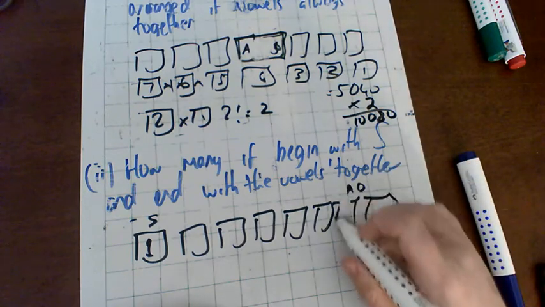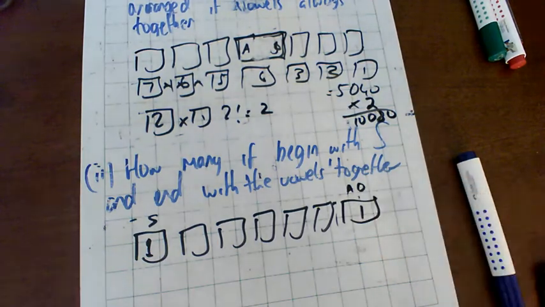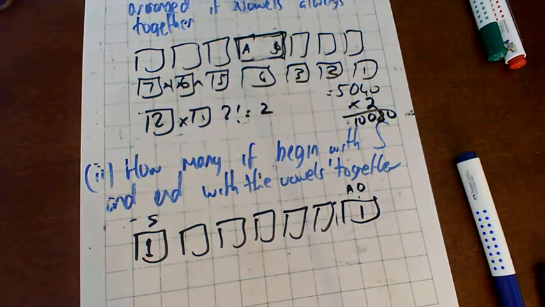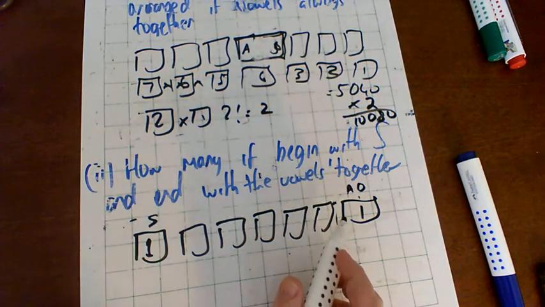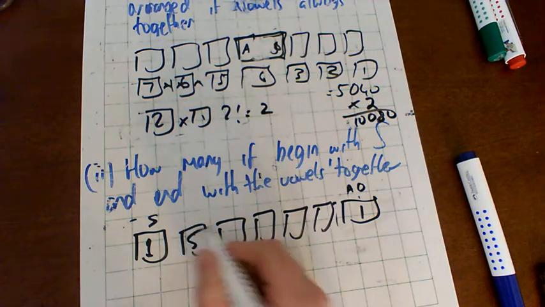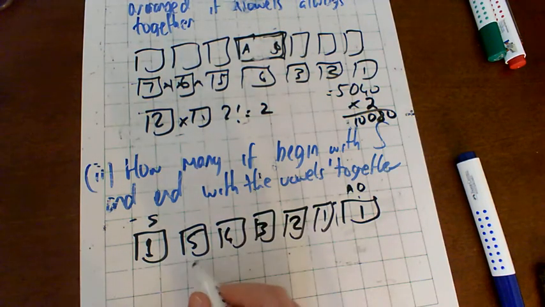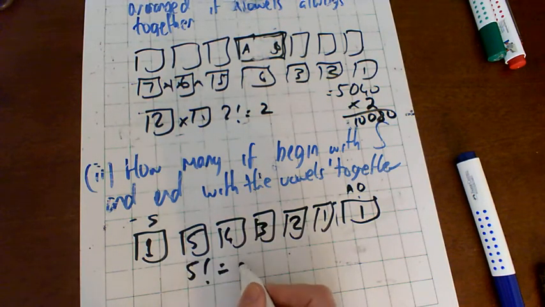So this can only be filled one way, the AO or the OA, and we'll come back to that. We'll deal with that separately. So that means if two of them have been used, there's only 5, 4, 3, 2, 1. That's 5 factorial, which is equal to 120.